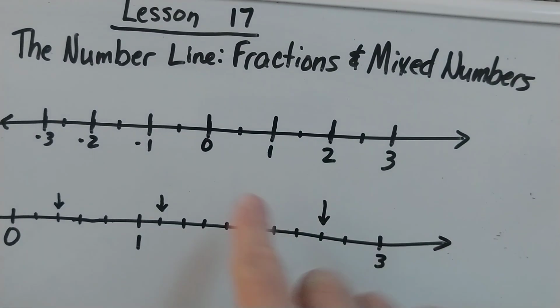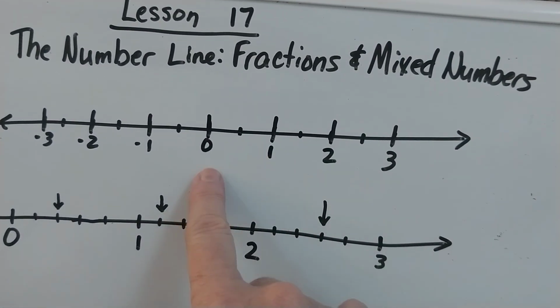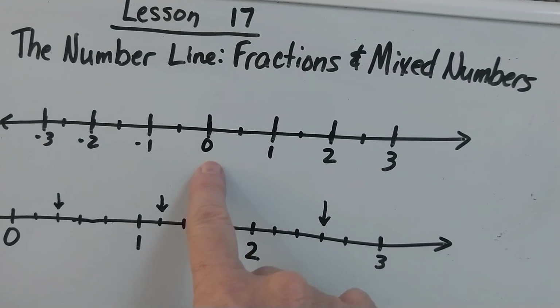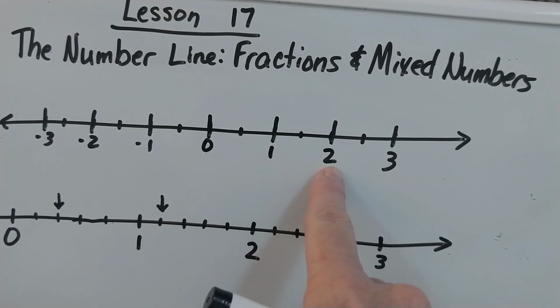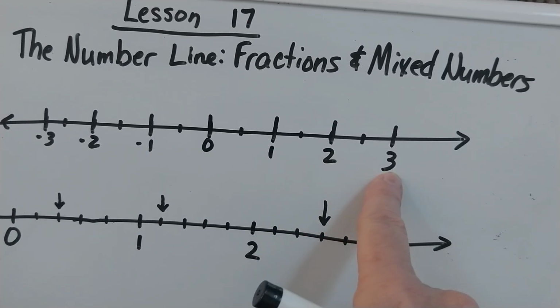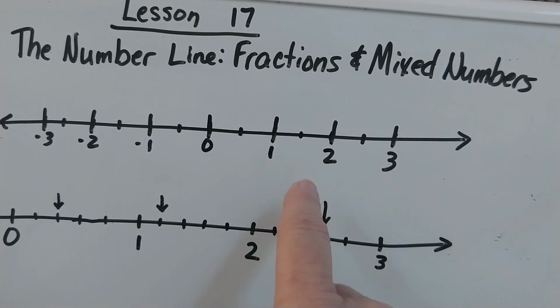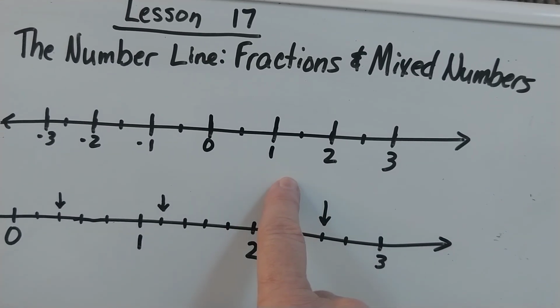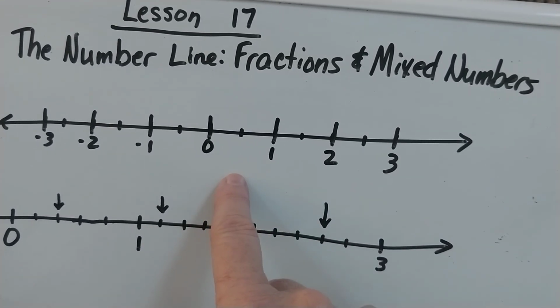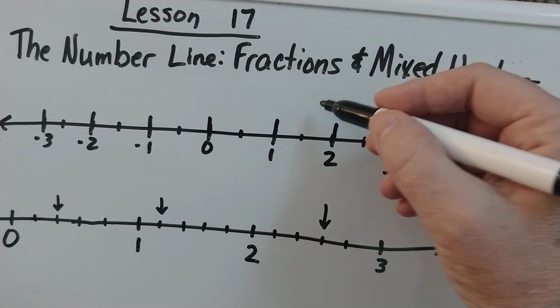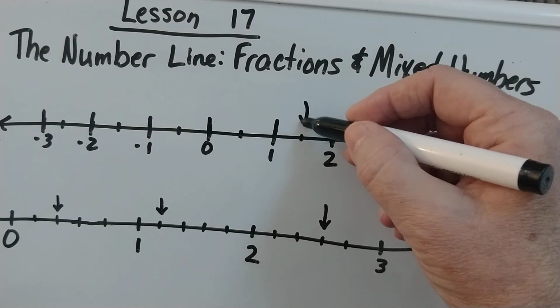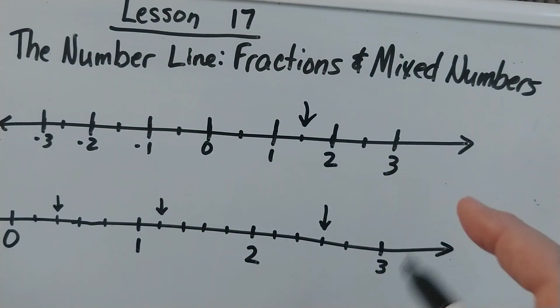For each of the integers, that is a whole number. So from here to here is one whole space. From here to here is another whole space. From here to here is another whole space. So if we wanted to represent 1.5, we go to one whole and a half. So this would be pointing to 1.5.